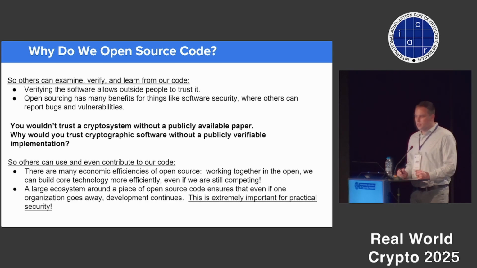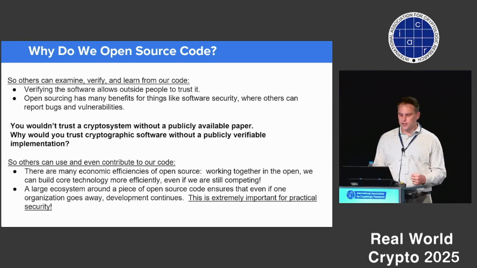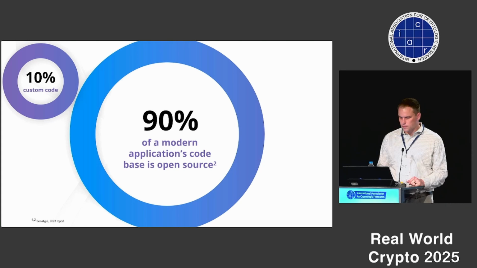But there are other reasons to open source your code as well, and these typically fall under collaboration. There are many economic efficiencies of open source. I'm not going to go into this today in much detail, but a large ecosystem around a piece of open source ensures that, say, if one organization goes away, development continues. This is very important for things like security.